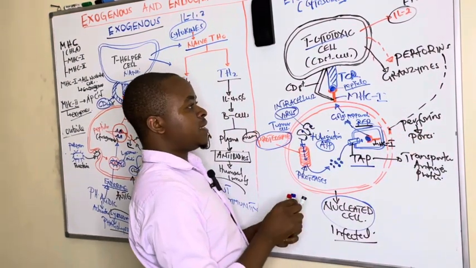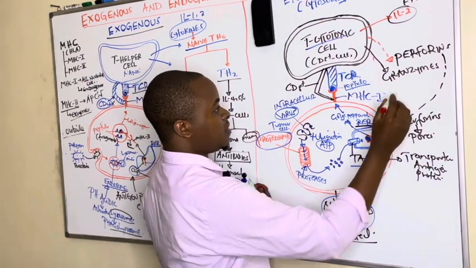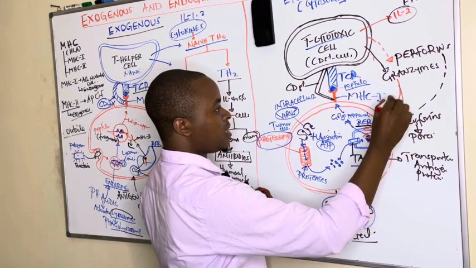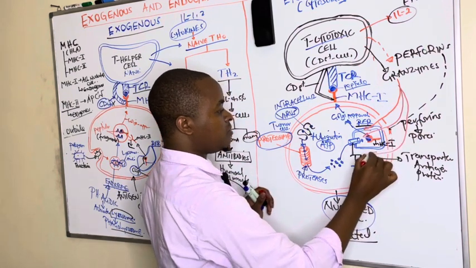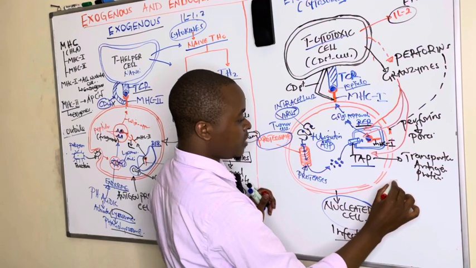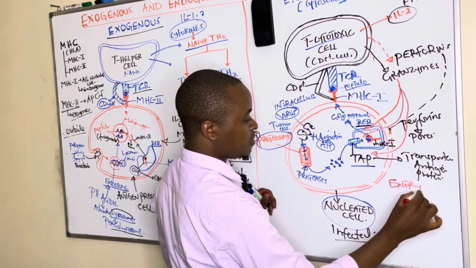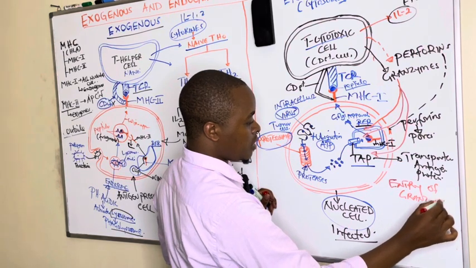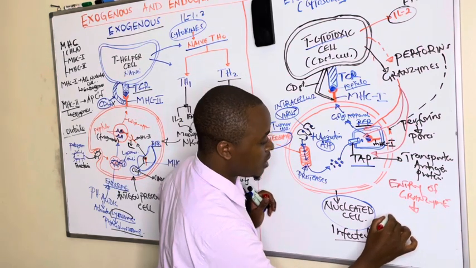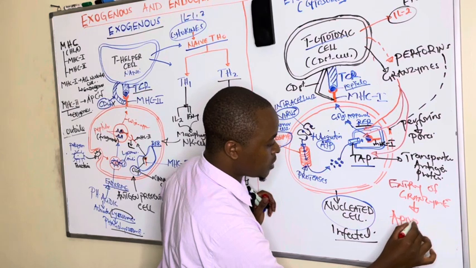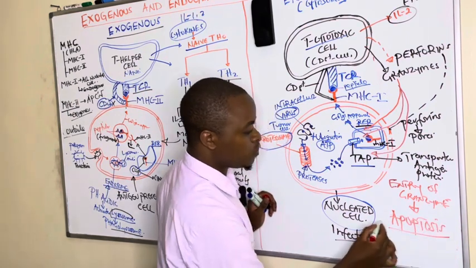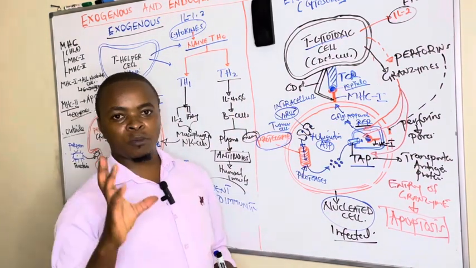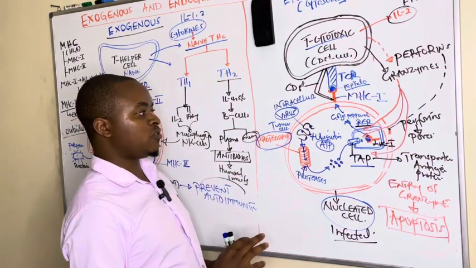After the pores are created, the granzymes come and enter. We see granzymes passing through these pores created by the perforins, and after entry, they activate apoptosis, which is programmed cell death. So this cell undergoes apoptosis and is then cleared from the circulation.